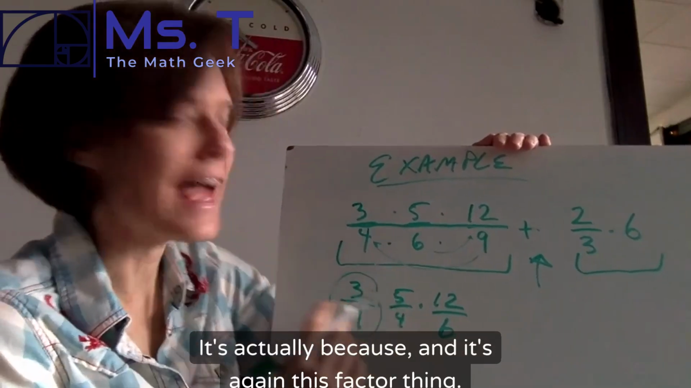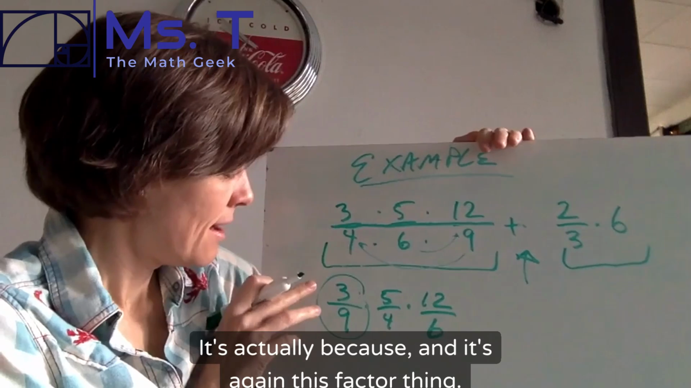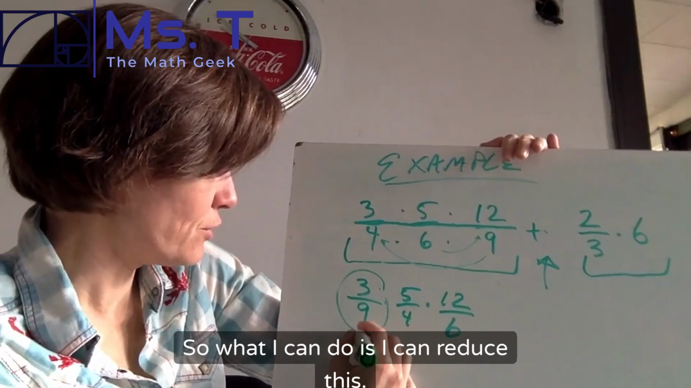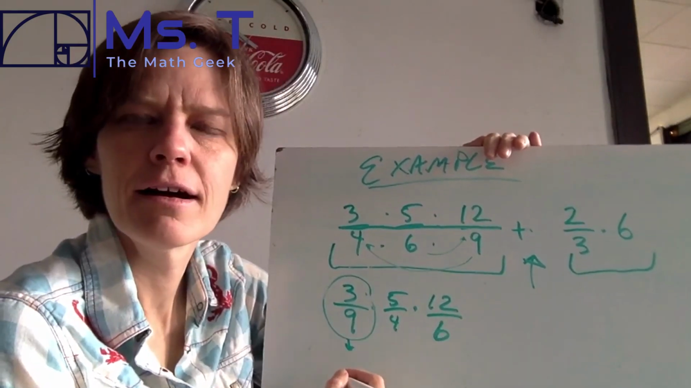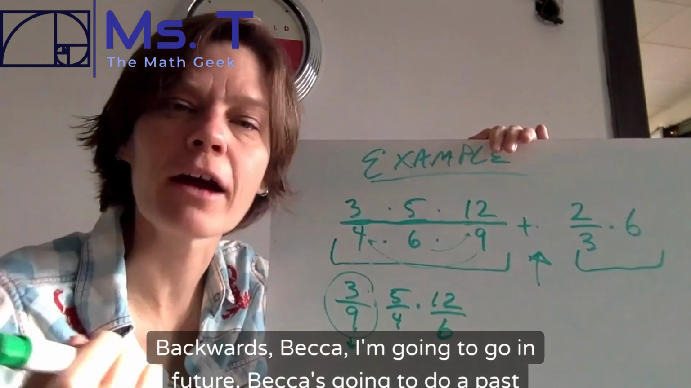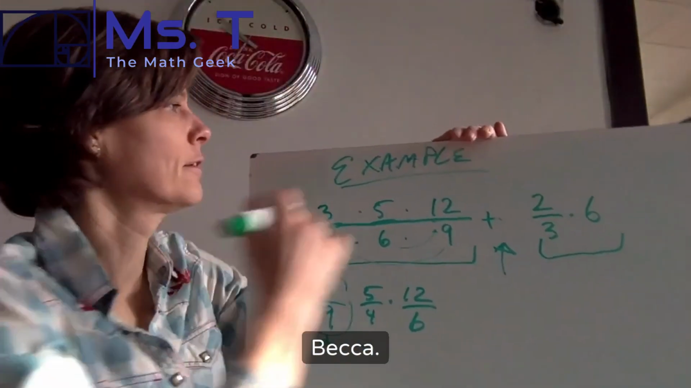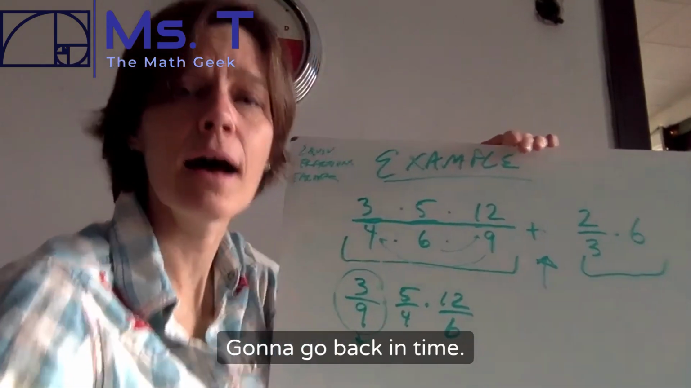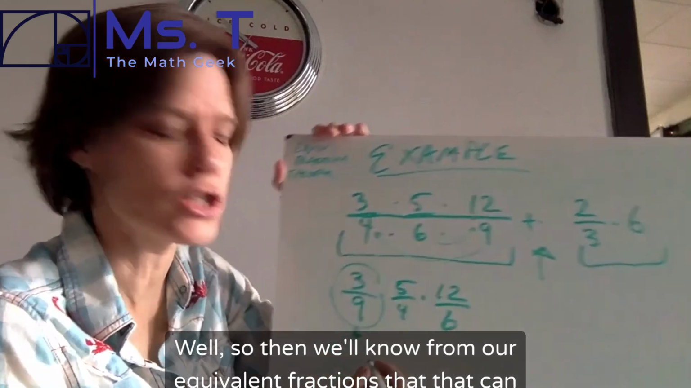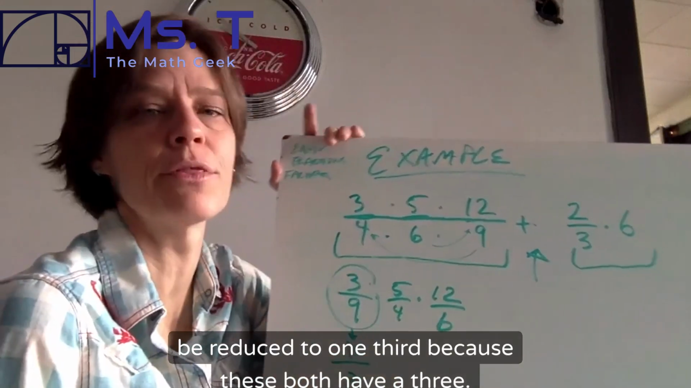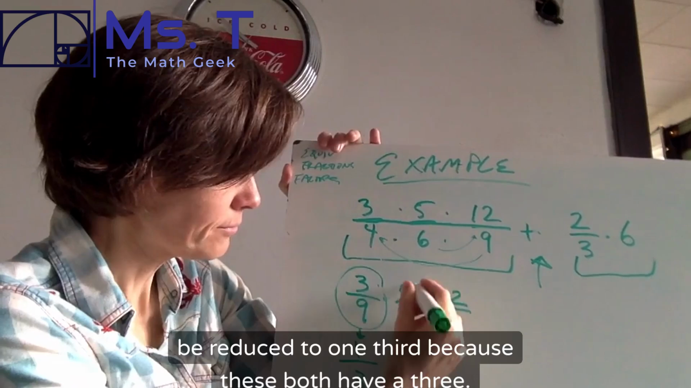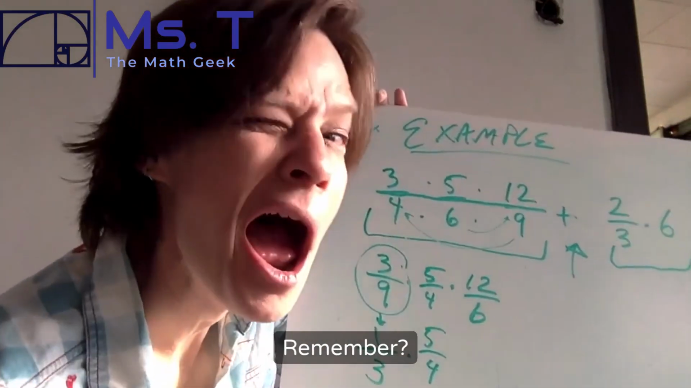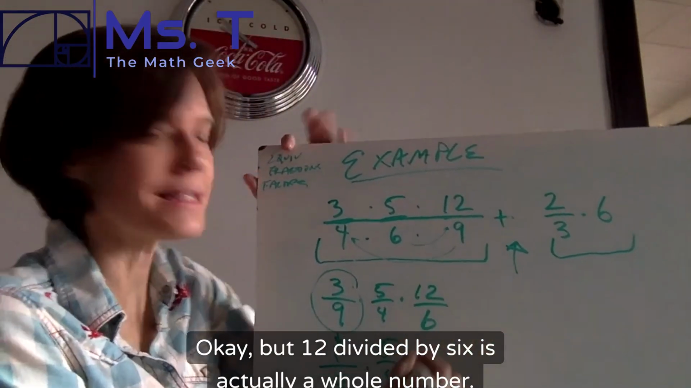So why would I have done this? It's actually because, and it's again this factor thing, I know that 9 is 3 times 3. So what I can do is I can reduce this. Can we reduce that? We need a lesson on equivalent fractions. In the future Becca's going to do past Becca. Equivalent fractions. That's a note to past Becca. Gonna go back in time. Well, then we'll know from our equivalent fractions that this can be reduced to 1/3 because these both have a 3. This has to stay the way it is because 5 and 4 have no factors in common, because we learned about that already, remember? Back in time.